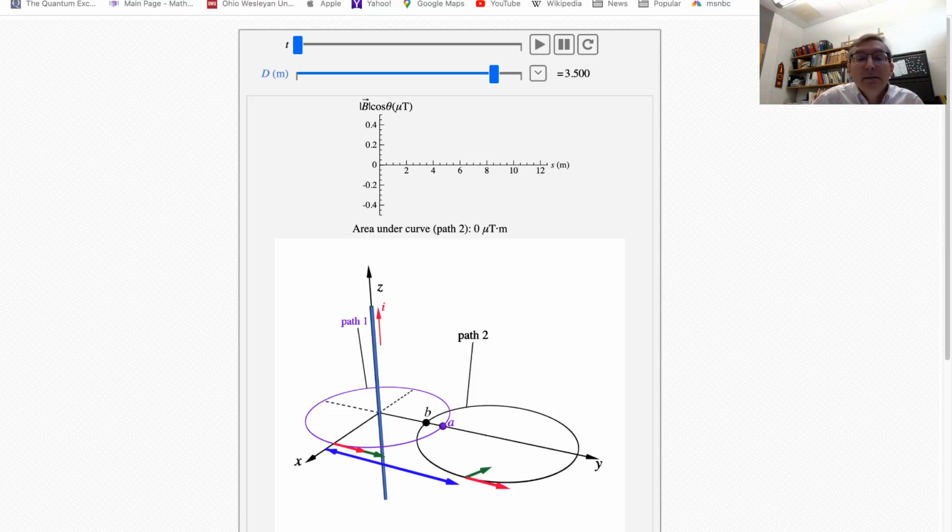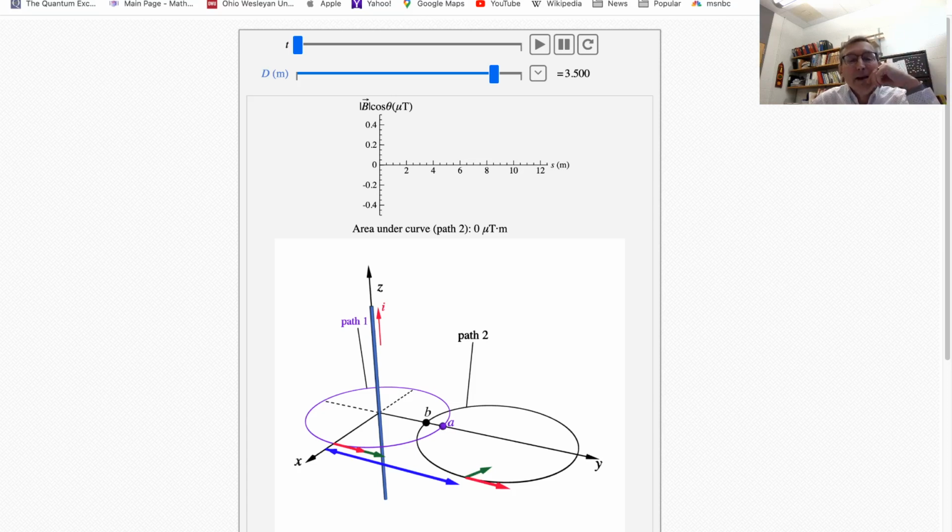And it might look like there's a lot going on here, but there really isn't that much. There's one wire, the current I. The wire is along the z-axis. The current I in it is going upward in the plus z direction. And there are two closed loops. They're actually simply circles. Path 1 is a circle in the xy plane with its center at the origin. Path 2 is a circle in the xy plane with its center displaced along y a distance big D, which in this case happens to be 3.5 meters.